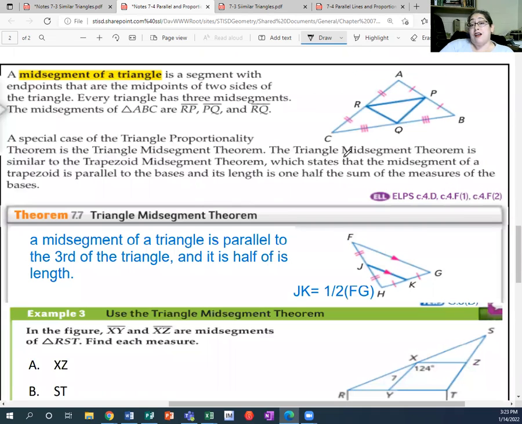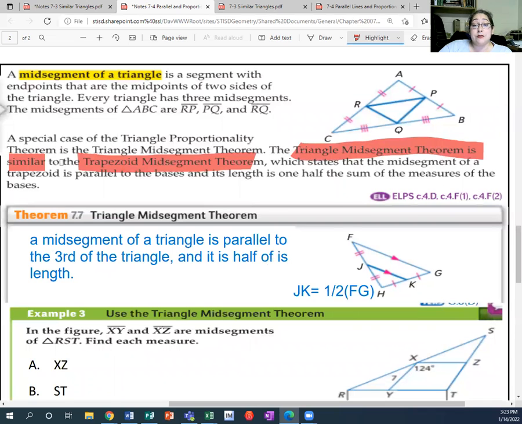The next section is talking about the mid-segment of a triangle. Now, this mid-segment is very much related to the mid-segment of a trapezoid, which we studied back in the last chapter. In fact, this triangle mid-segment theorem that we're about to get into is very similar to the trapezoid mid-segment theorem from chapter 6.